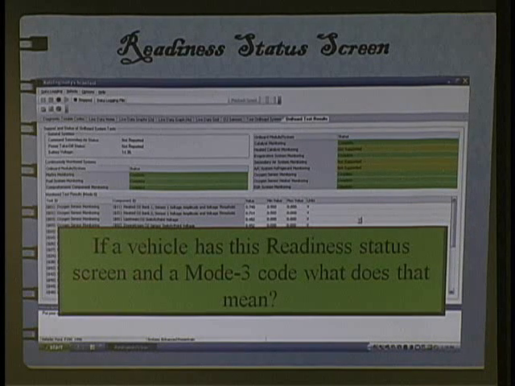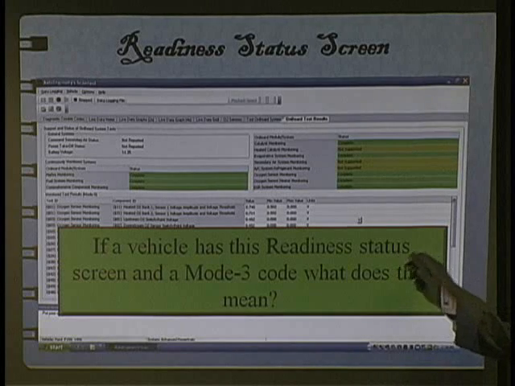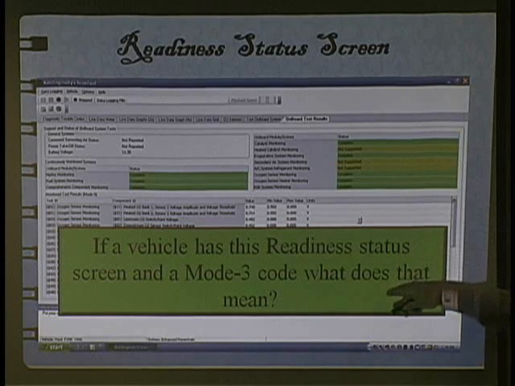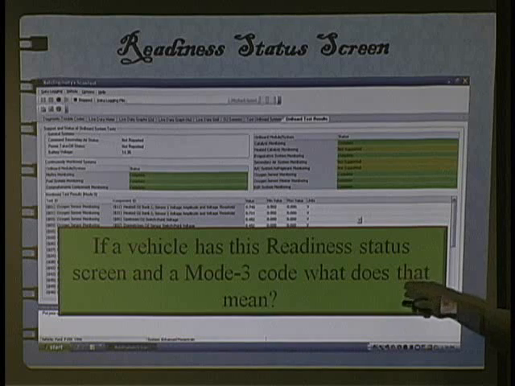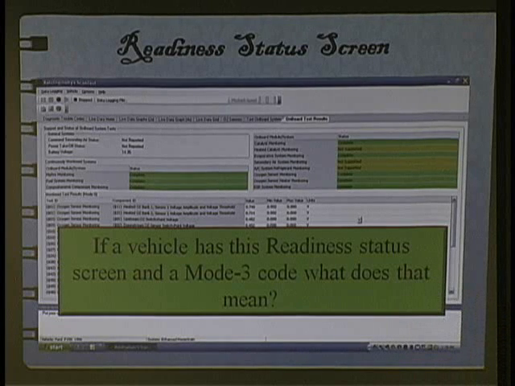Monitors? All right. So if a vehicle has its readiness status, the one we're representing here, mode 3 code, what does that mean? Now, I'm just going to remind you that this discussion is about computer control. Is there anybody here who doesn't know how to find a bad injector? Okay, so this is about the scientific part of the car, the technical end of it.